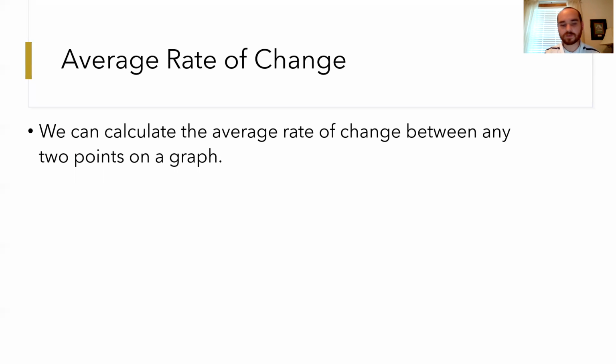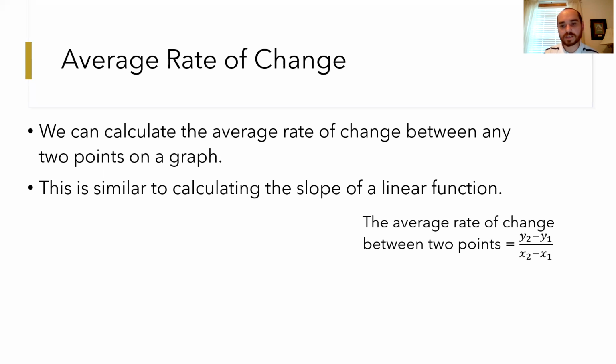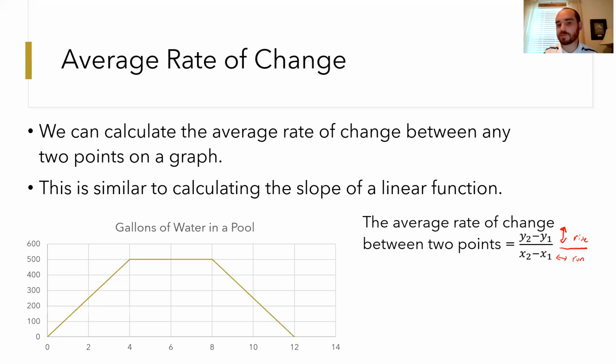You can calculate the average rate of change by using those 2 endpoints. So this is similar to calculating the slope of a linear function, which you'll remember is y2 minus y1. So this is the change in vertical height, or the rise of your change over time. And then this is the horizontal distance, or your run. So it's rise over run. You've probably heard that before at some point. But you basically do the same thing.